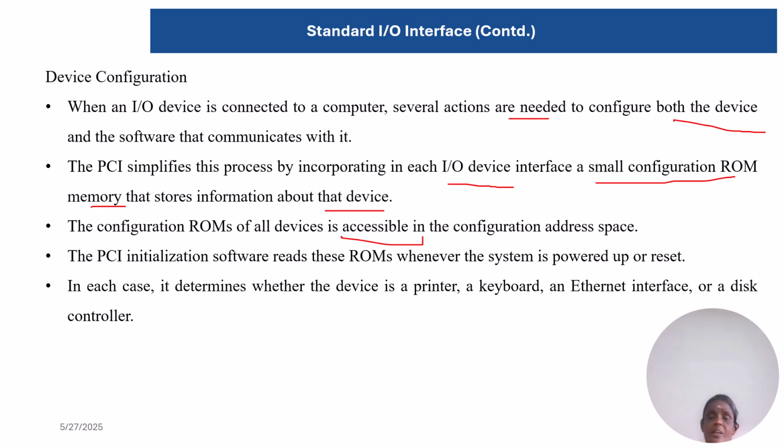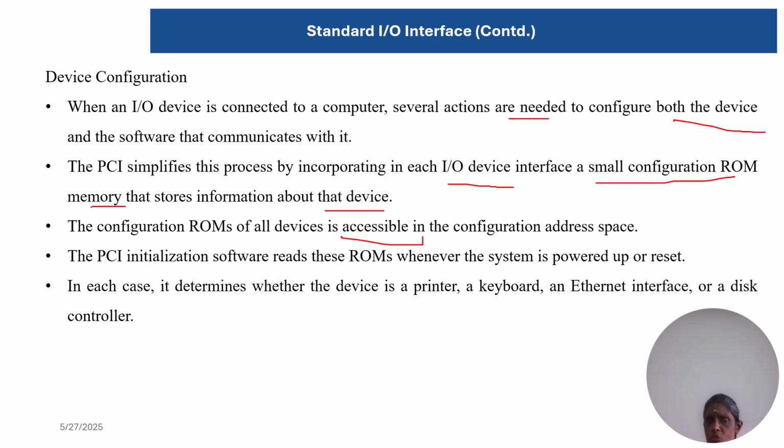Already we had seen in the previous slide, I told you about three address spaces: memory, IO and configuration space. I told you what this configuration space is for and what purpose it is used for. So now the answer is given. Each and every IO device will have its own ROM. This ROM stores the configuration details of that particular device, and the address of this ROM will be stored in the configuration space.